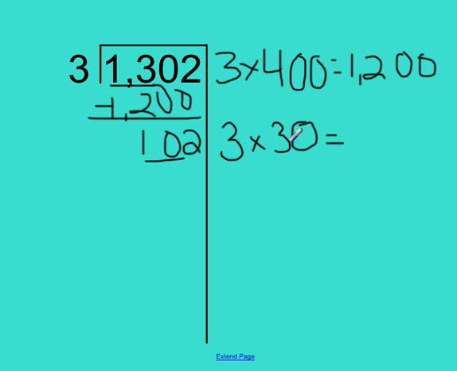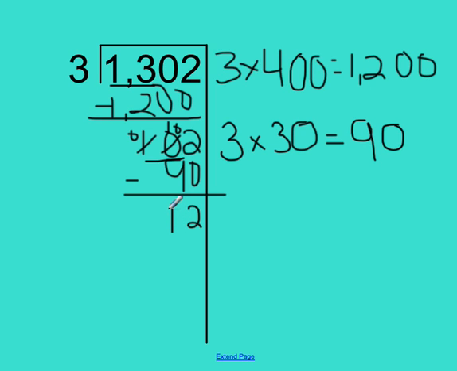So when I do this, I know 3 times 3 is 9. I have one extra 0, so I'll throw it on the end. So 3 times 30 is 90. So I'm going to subtract my 90 now. I know 2 minus 0 is 2. And I have 0 minus 9. Well, if I have 0, I can't take away 9, so I'm going to have to borrow. That 1 becomes a 0. This 0 becomes a 10. Now I have 10 minus 9, which is 1.